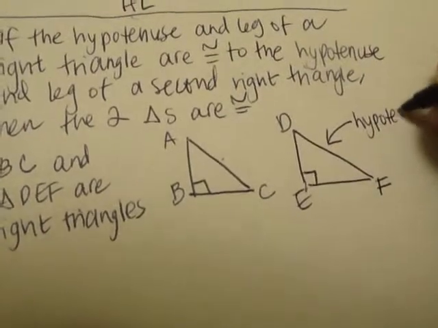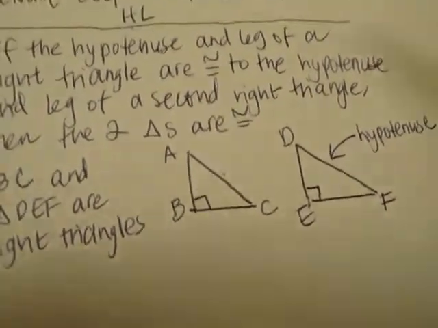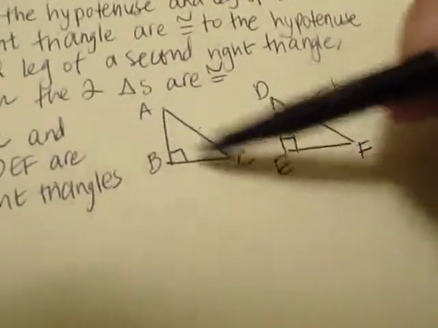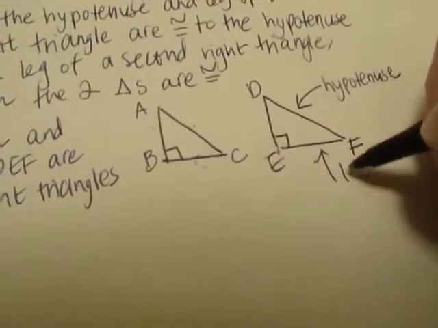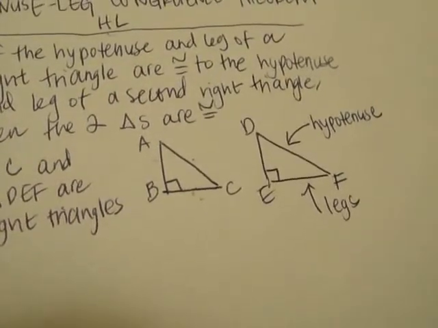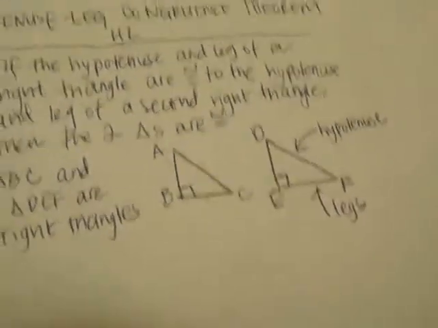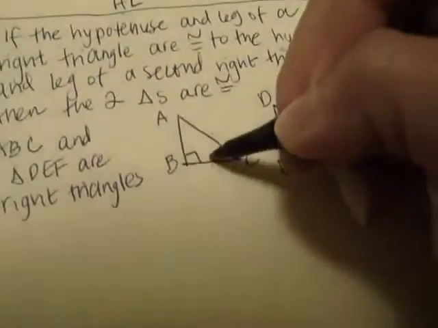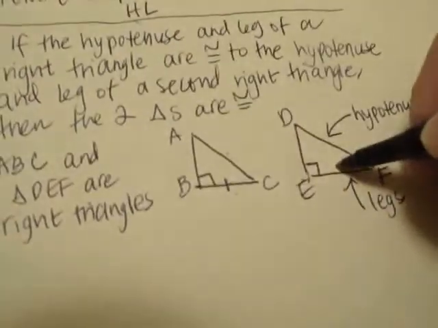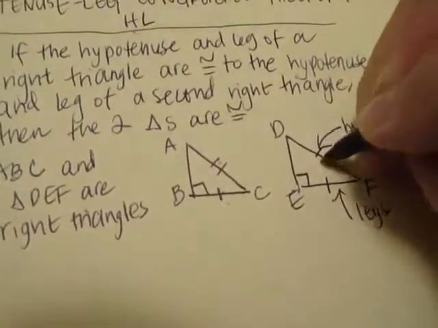Now just a reminder, remember the hypotenuse is the longest side of a right triangle, or the longest side of a triangle, and the legs are the other two sides of a right triangle. They're the two sides of the triangle that make up the right angle. And in this diagram, we're told that BC is congruent to EF, and AC is congruent to DF.